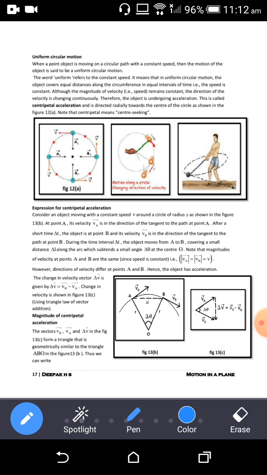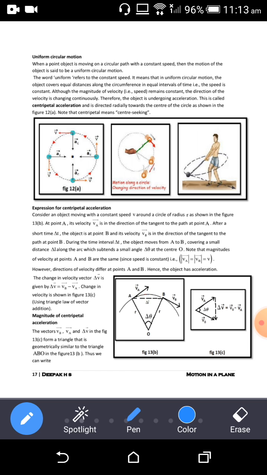The word uniform refers to the constant speed. It means that in uniform circular motion, the object covers equal distances along the circumference in equal intervals of time. That is, the speed is constant. Although the magnitude of velocity, that is speed, remains constant, the direction of velocity is changing continuously. Therefore, the object is undergoing acceleration. This is called centripetal acceleration, and it is directed radially towards the center of the circle as shown in figure 12a.